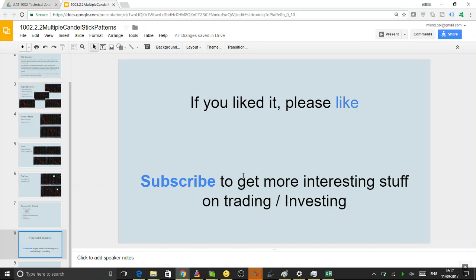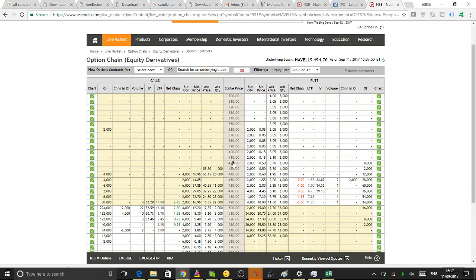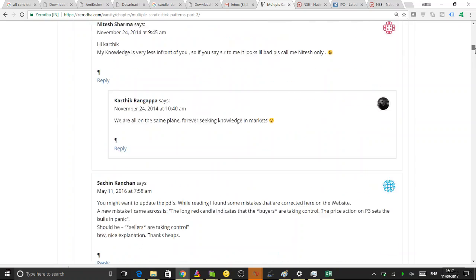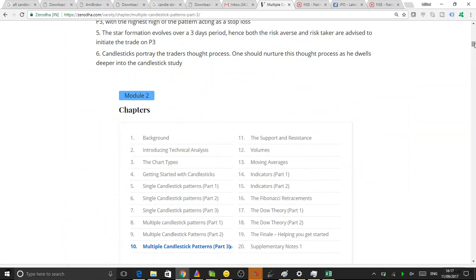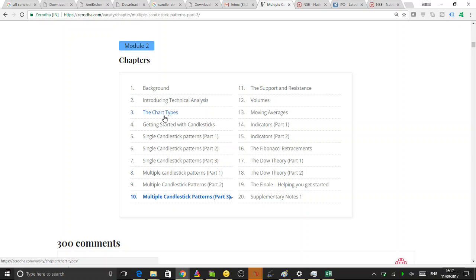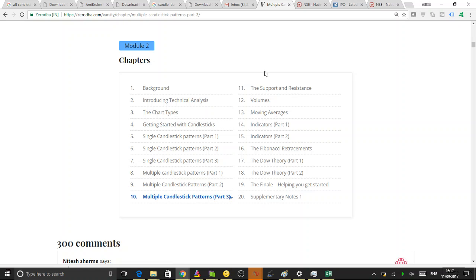In any case, you have the resources, these are the same as the last time. Have a great time, come back for more. Next time onwards, let me just quickly show you what we are going to be looking at. Here is your syllabus. We have done till chapter number 10, multiple candlestick patterns. So we've done the introduction, the chart types, the single candlestick patterns, multiple candlestick patterns. Now we are getting into a very interesting thing, support and resistance, volumes, and then the indicators, averages, and all these things.